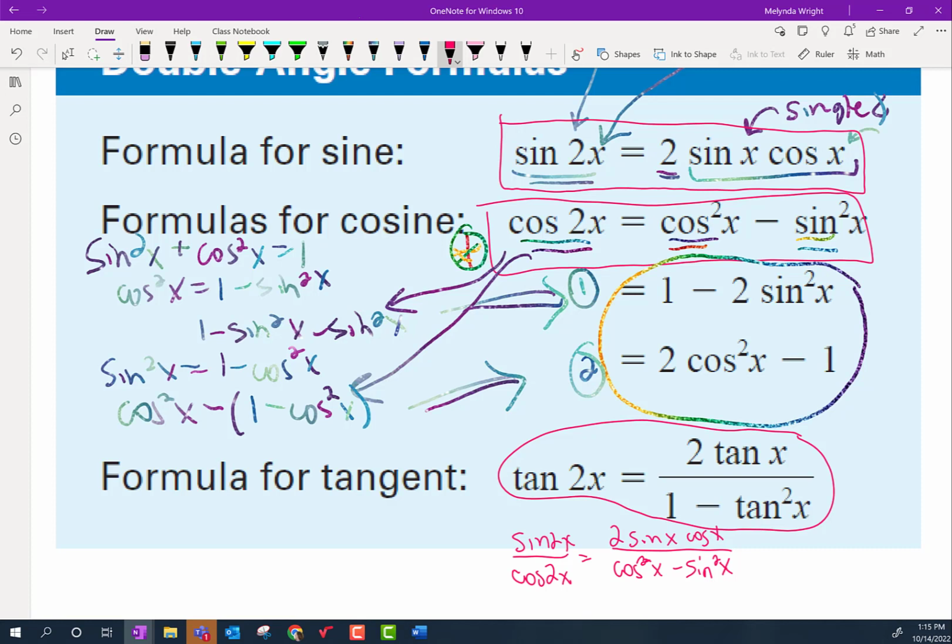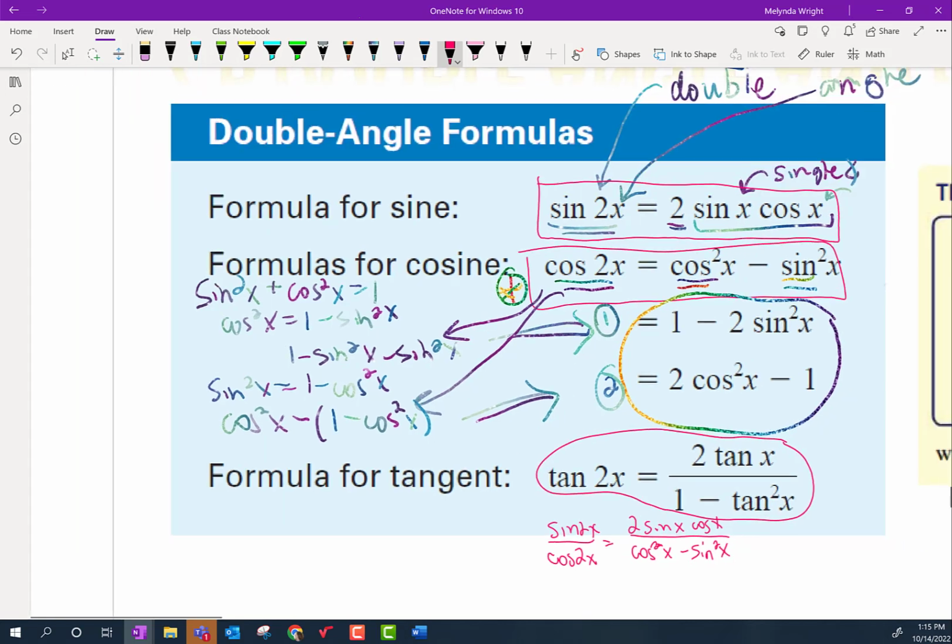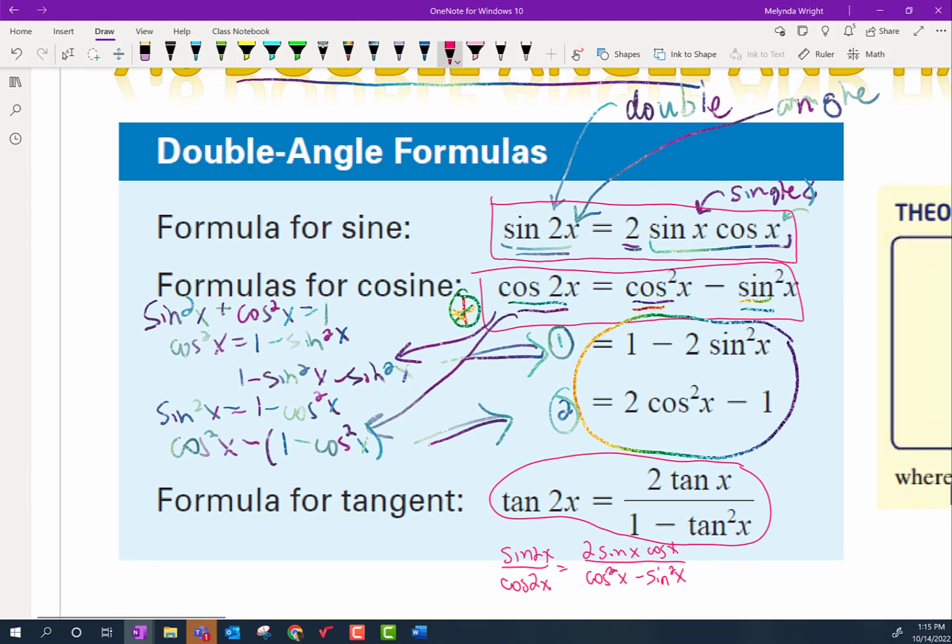Okay. Any questions? So do we understand what it means by being a double angle formula? We know what that means. Are we okay with the formulas themselves? Do we have any questions over that? Okay.